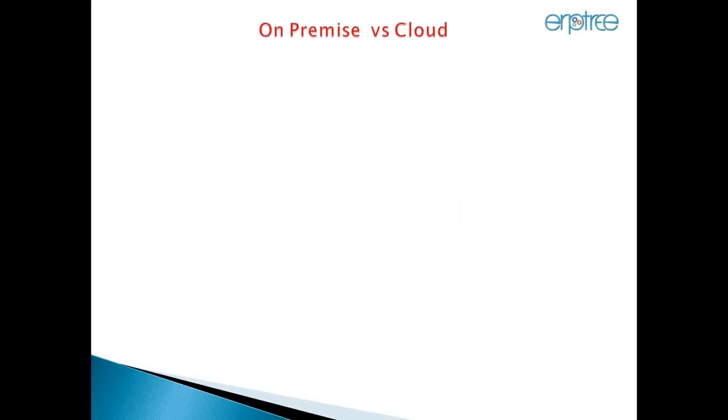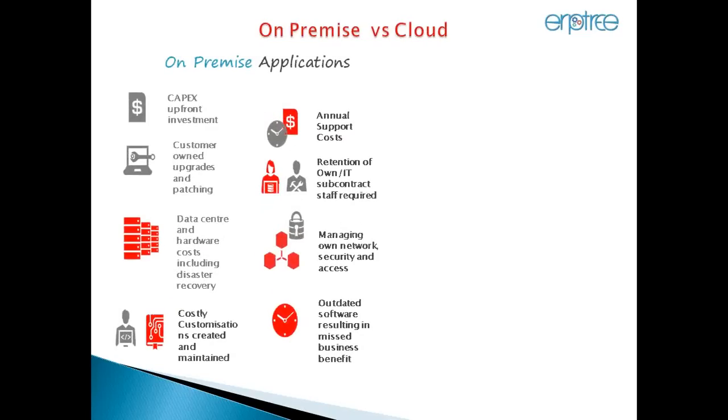So we know the on-premise solution, right? Now we are talking about cloud. What makes the big difference? We'll see in a few points. If any client is going with on-premise, these are the things we have to consider. CapEx, an upfront investment, they have to invest a lot. Customer-owned upgrades and patching: all the upgrades and patching should be done by the client team. They have to manage the data center and hardware cost, and if there are disasters, they have to work on the recovery. And customizations in on-premise are a bit costly compared to cloud. That's how you can understand it.